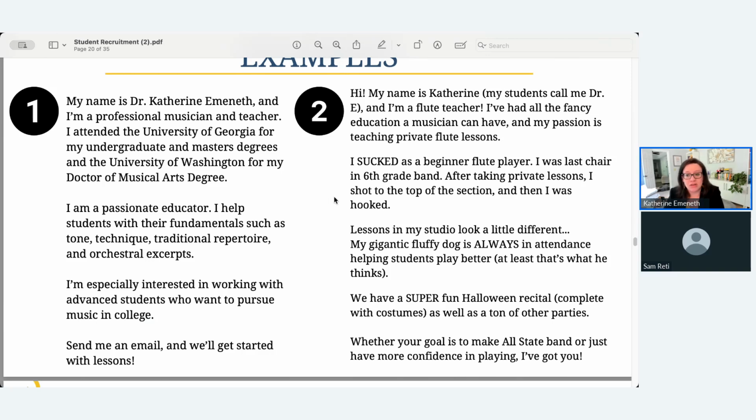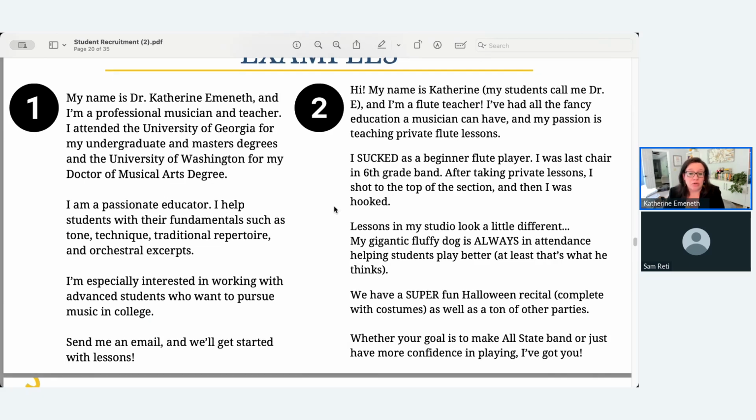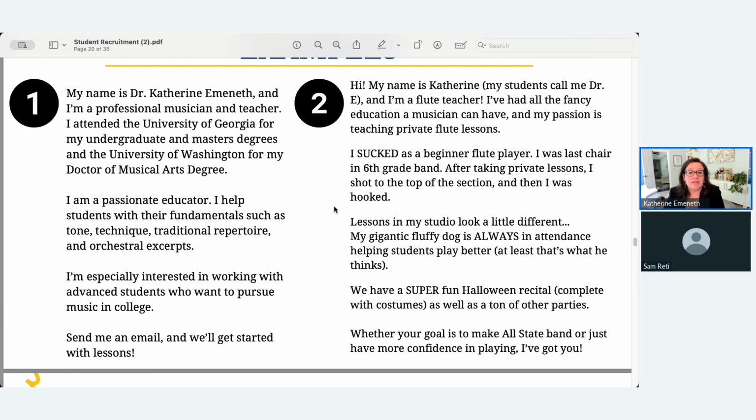Lessons in my studio look a little different. My gigantic fluffy dog is always in attendance, helping students play better. At least that's what he thinks. We have a super fun Halloween recital complete with costumes, as well as a ton of other parties. Whether your goal is to make all-state band or just have more confidence in playing, I've got you.